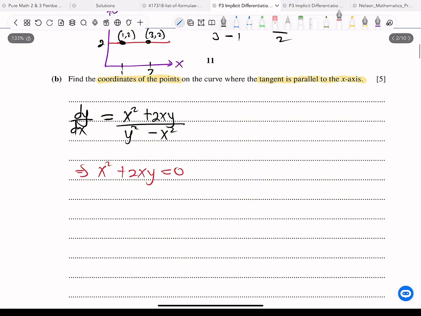Now, chances are, this is how you are going to do it. Let me say one thing before. You have to make either x or y the subject, the one that is easier to do. And this is what you are going to do, and you are going to lose marks here, so don't do it. You are going to argue that you have 2xy is equal to negative x squared, and then you divide both sides by 2x, and you are going to write negative x over 2.